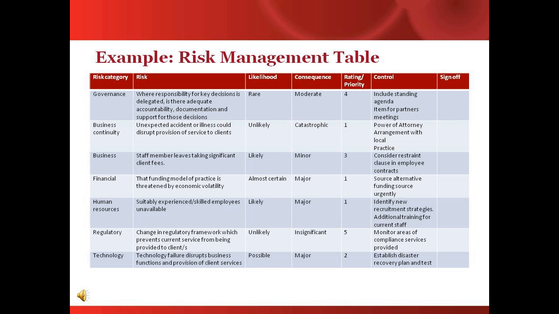And you can see in this risk table that you can have a situation where there's an event that's unlikely to occur, but the consequences, if it did occur, would be so catastrophic that it gives it a high priority. One of the examples in this is business continuity. You might not think that there's much likelihood that illness or an accident would disrupt the provision of services to clients, but in fact, if you're a sole practitioner, the consequences, if you did suddenly have an accident, would be pretty catastrophic for the practice.